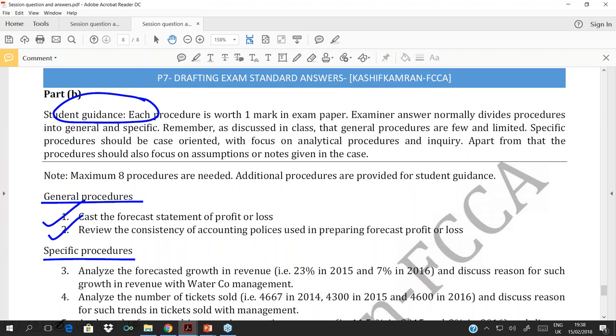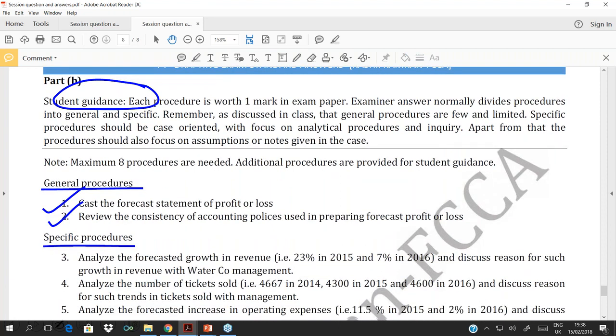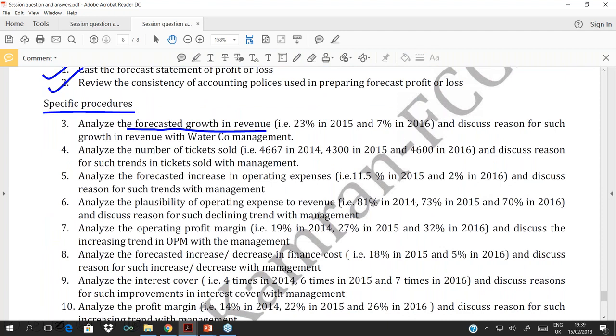Analyze the forecasted growth in revenue. See, in the bracket, I've shown the results to the examiner. Analyze the forecasted growth in revenue, that is 23% in 2015 and 7% in 2016. Bracket close. Now, please remember a rule of thumb.